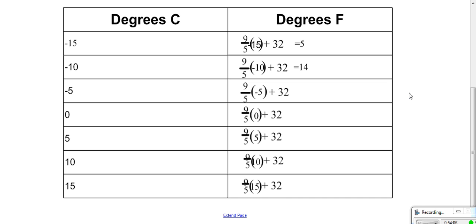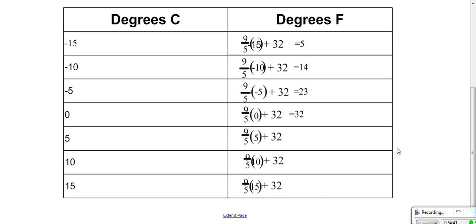Then I'm going to do 9 divided by 5 again. And it's 1.8 times negative 5. So we know that's negative 9. Negative 9 plus 32 is 23. So that equals 23. You get the idea here? 9 over 5 times 0 is 0, because anything times 0 is 0. And the answer is 32.